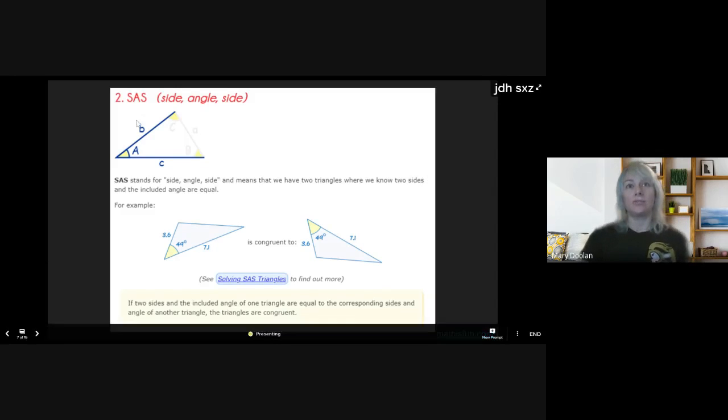And if that's true about two triangles, like here in this example, we have a side length of 3 6/10, an angle of 49 degrees, and then a side of 7 1/10. And then over here is another triangle where we have in that same order 3 6/10, 49 degrees, and 7 1/10 as the side length. We can say they are congruent. That's enough information to say these two triangles have exactly the same size and the same shape.